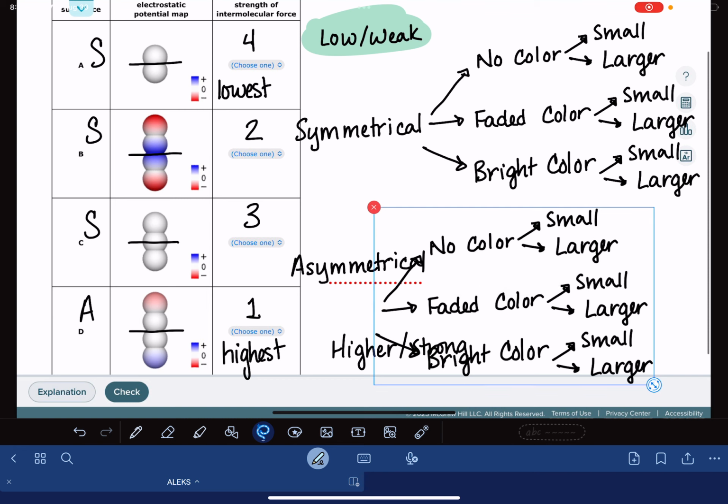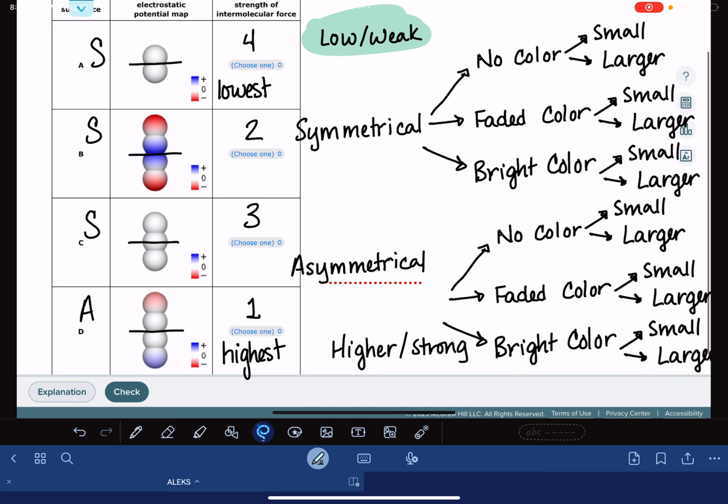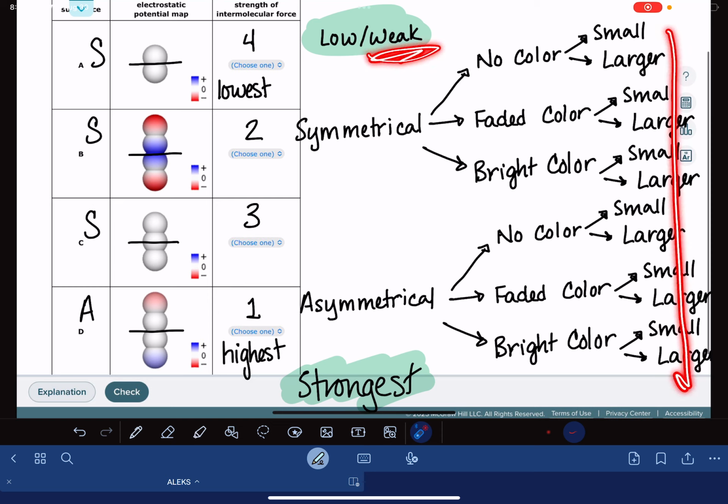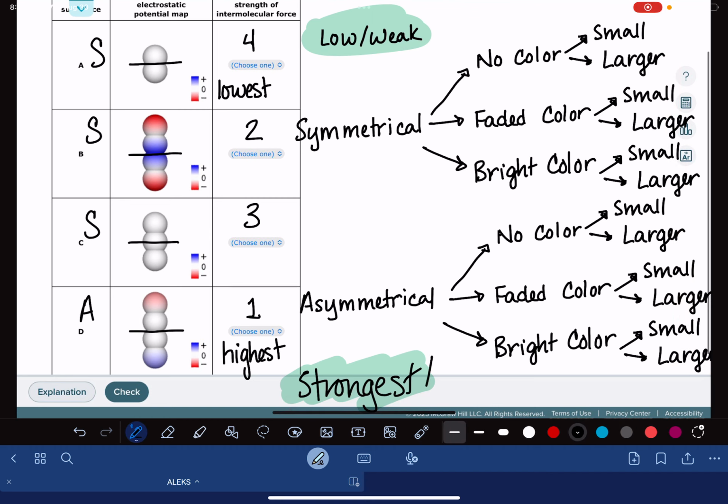Let's see if I can actually squeeze it in here. I'm going to have to move this, and then rewrite this highest or strongest down here. So as we go from the lowest intermolecular forces to the strongest, it looks like this. The ones with the strongest intermolecular forces are going to be the asymmetrical molecules that have really bright colors and lots of atoms. And in general, this right here is your flow chart going from low to high, or from weak to strong. Good luck.